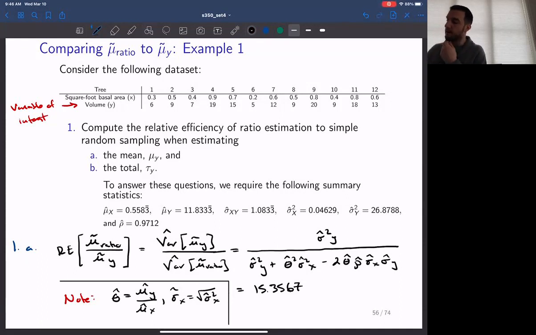So you can see in this case, we have a relative efficiency, or a ratio of these variances, that is much larger than 1. So this would imply that the ratio estimation procedure is superior, or way more precise, than the SRS estimation procedure. So ratio estimation.